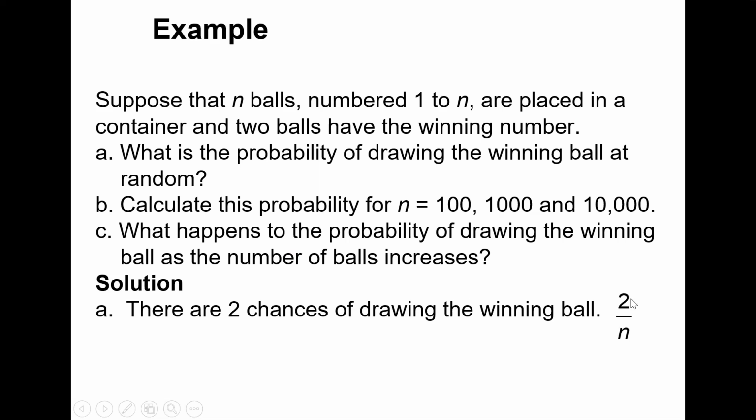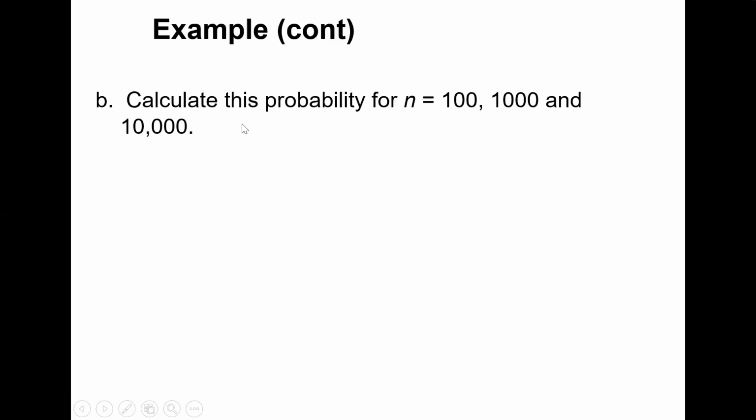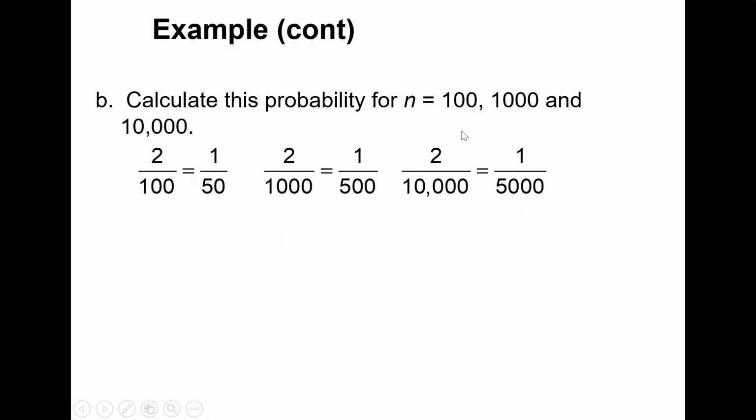That means we have 2 out of n total things. Now we're supposed to calculate the probability for 100, 1,000, and 10,000. So guess what? We're going to divide those by 100, 1,000, and 10,000. So we reduce that to 1 over 50, reduce this to 1 over 500, and we reduce this to 1 over 5,000. Okay, so that's the probability to win.